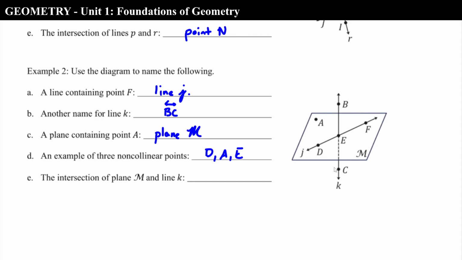And then finally, the intersection of plane M and line K. Plane M is here, line K is here, so we're going to follow this up, and it intersects at point E.